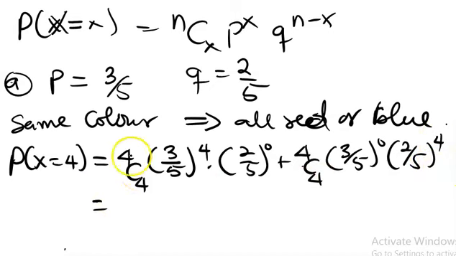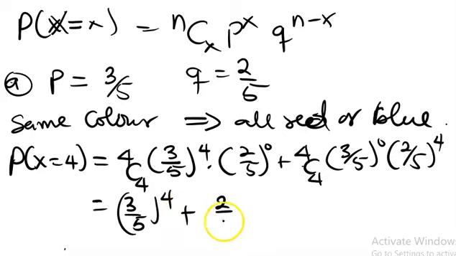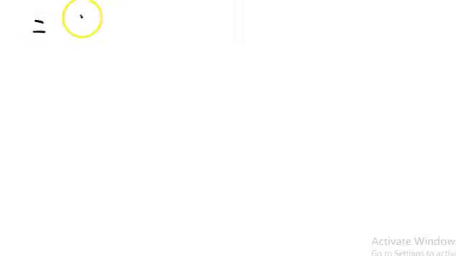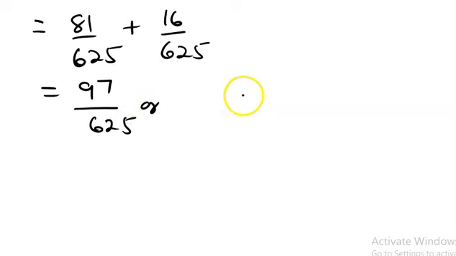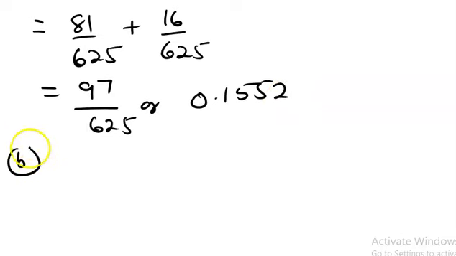So 4C4 will be 1. So you are going to have 3 over 5 raised to the power 4 plus 2 over 5 raised to the power 4. And we are going to have 81 over 625 plus 16 over 625. So when we put them together, we have 97 over 625, or in decimal, we have 0.1552.